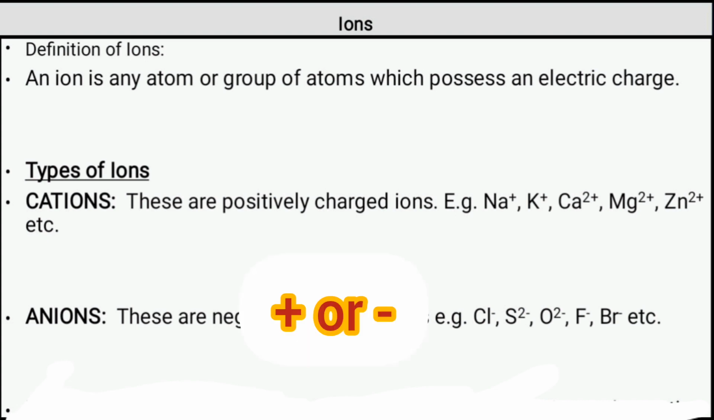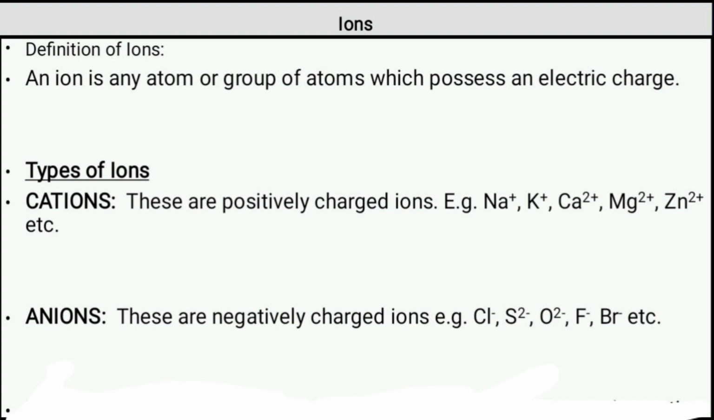Okay, so we have two types of ions. Cations, which are ions or atoms or groups of atoms that are carrying a positive charge or a positive sign. For example, instead of having Na, which is sodium atom, if I have Na plus, it is no longer sodium atom but what? Sodium ion.